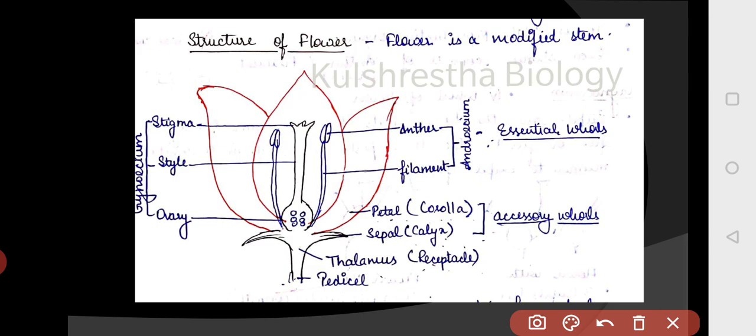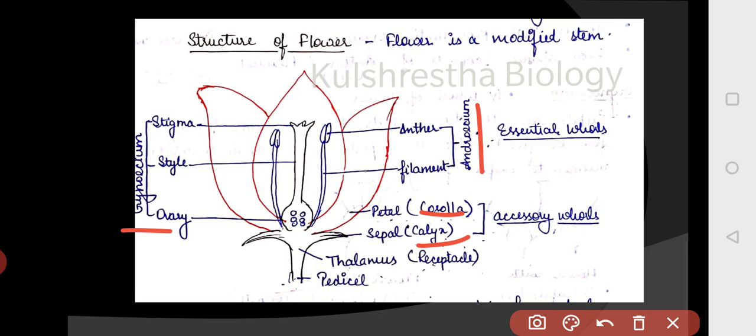So what are the parts of a flower now? A flower contains 4 whorls. If we are talking about a typical angiospermic flower, it contains 4 whorls and they are calyx, corolla, androecium and gynoecium. I am repeating again: calyx, corolla, androecium and gynoecium. So these are the 4 whorls of the flower.